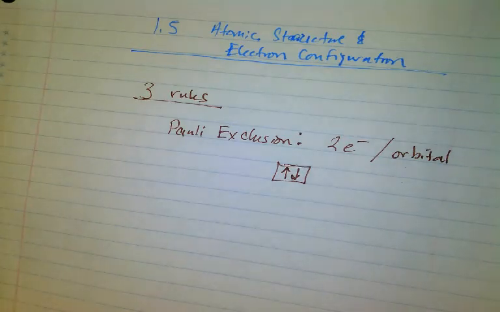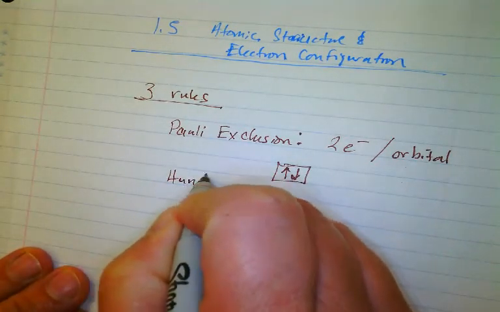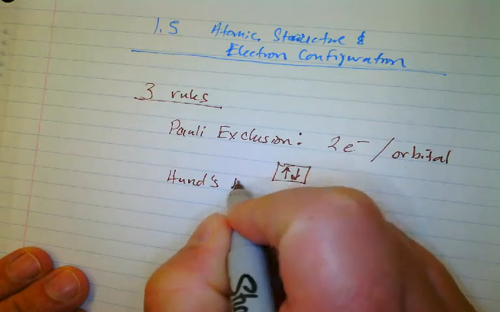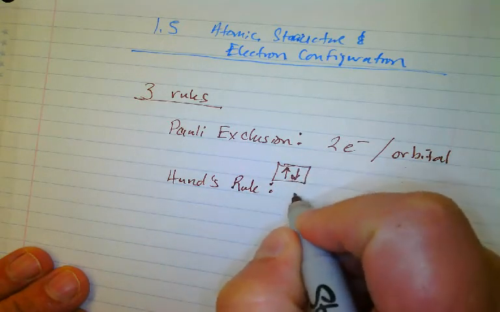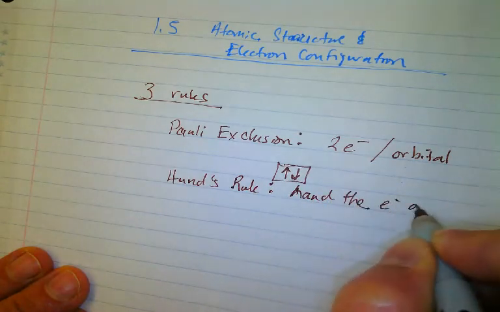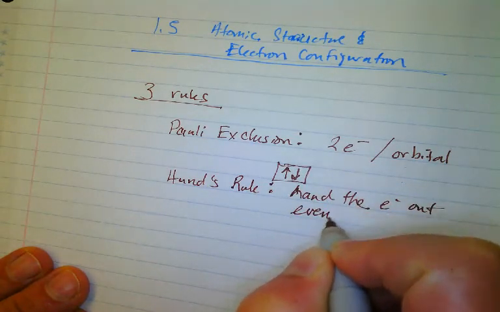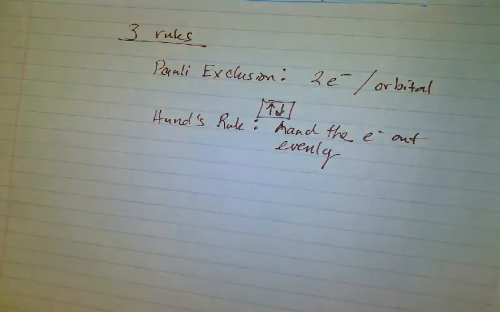The second rule is Hund's rule. And Hund's rule means you have to hand your electrons out evenly. They were much more scientific. I equated it to handing cards out.